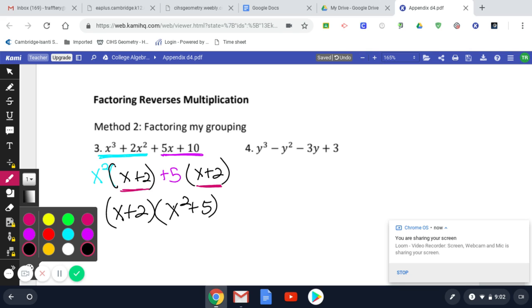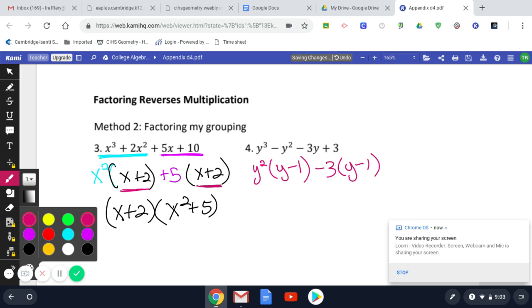Number 4, you could try this one on your own. Pause the video, see if you can do it, and then I'll do it for you here. So here, if I look, I see both of these have a y squared. So I'm going to take a y squared out, leaving me with y minus 1. On the second ones, I have a negative 3, leaving me with y minus 1.